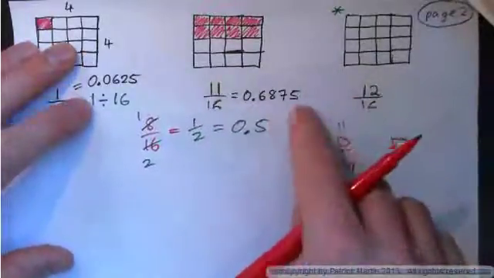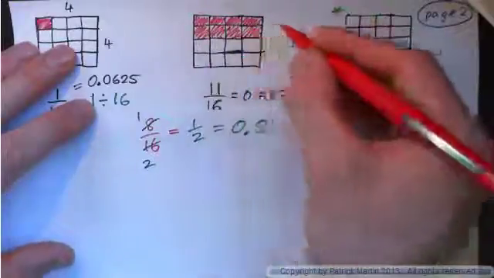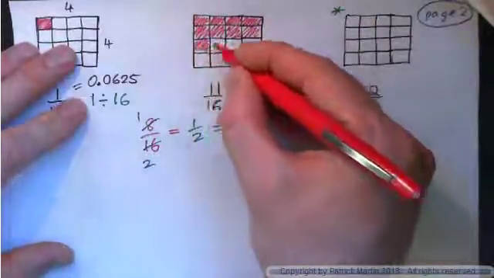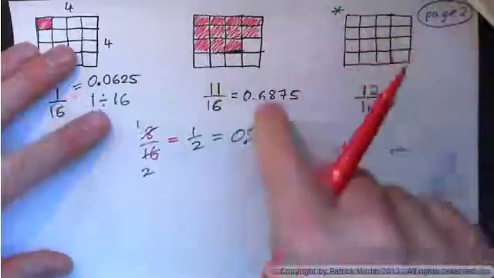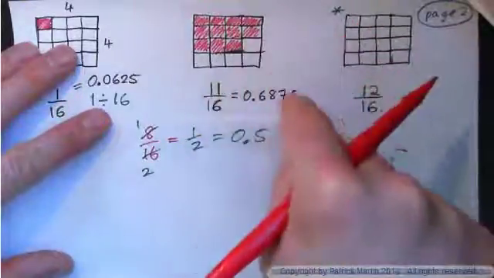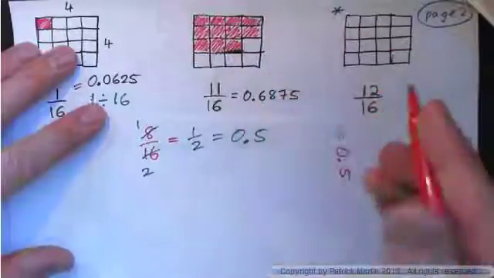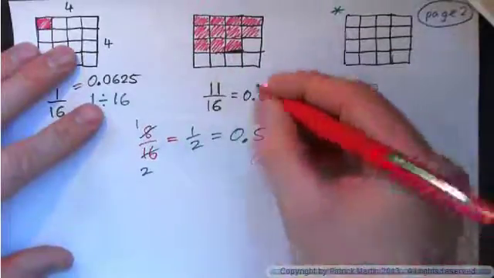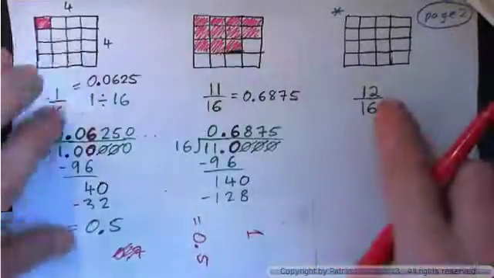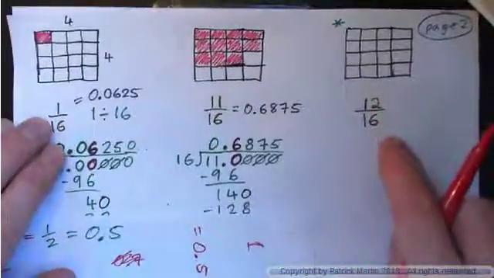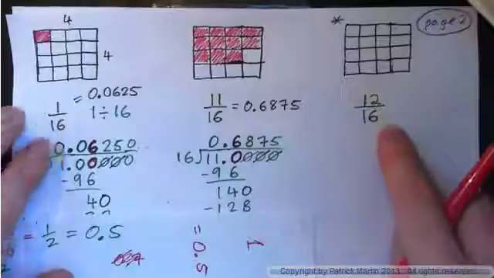It's 0.6875, right? So we've got 8/16, and here's 9, here's 10, and here's 11, right? I hope this makes sense, that this looks right. Does that kind of look right, that it's almost 0.7, basically? Anyway, okay. So, could you please press pause and figure out 12/16, okay?